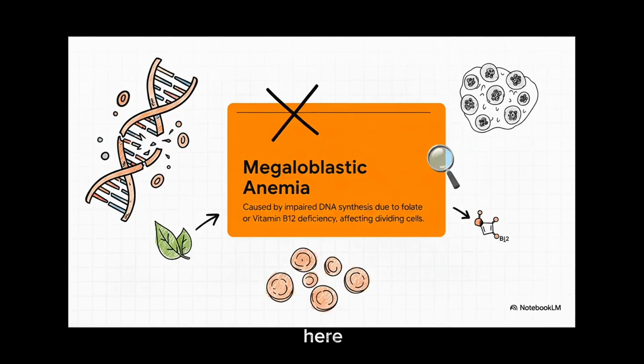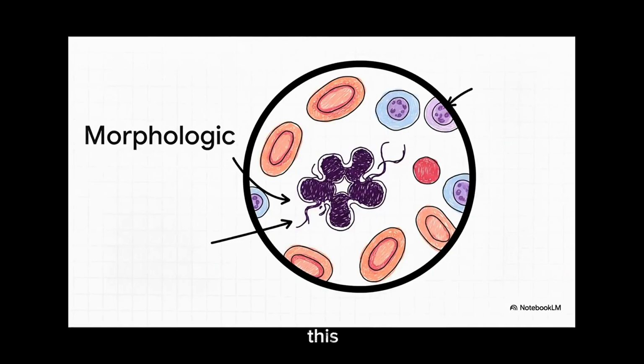The central issue here is a breakdown in DNA synthesis, and it's almost always because of a deficiency in vitamin B12 or folate. Without these critical building blocks, cells that need to divide quickly, like all those blood cell precursors in the bone marrow, they just can't replicate their DNA correctly. So this DNA problem creates some really specific, kind of weird-looking cells.